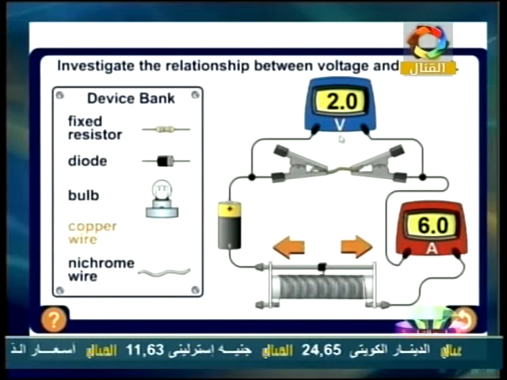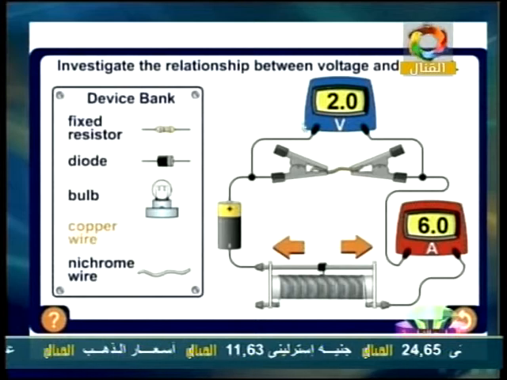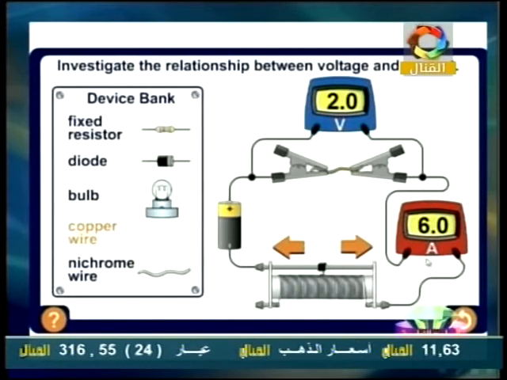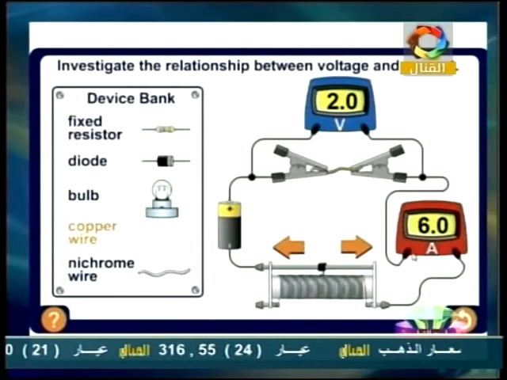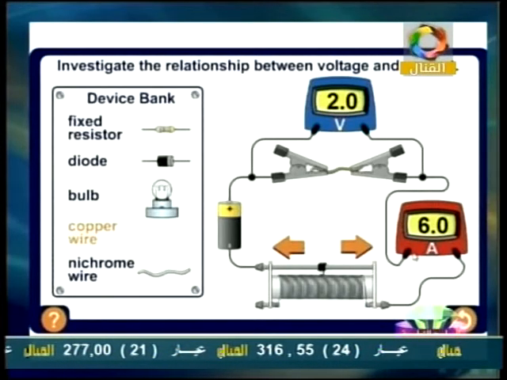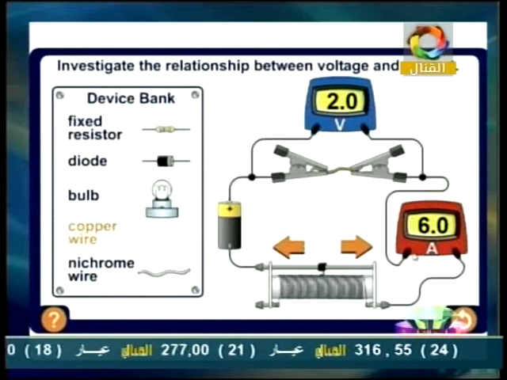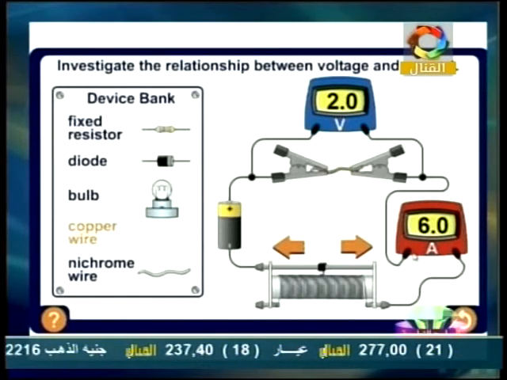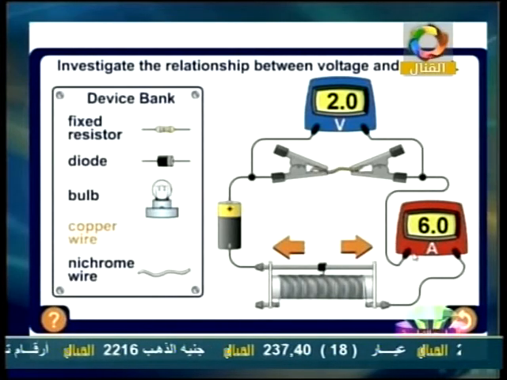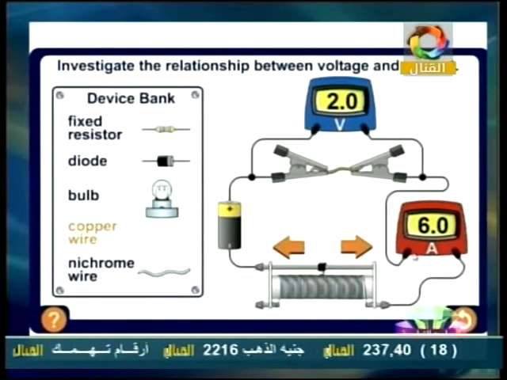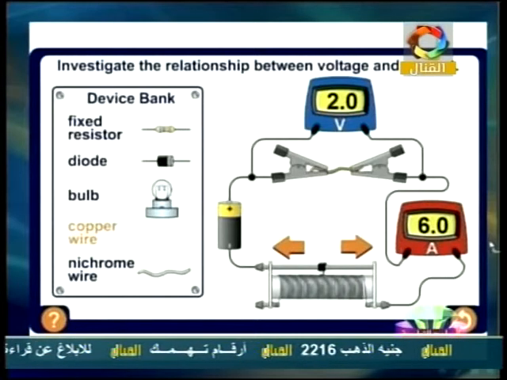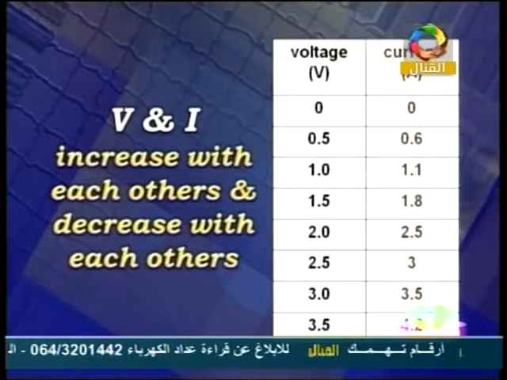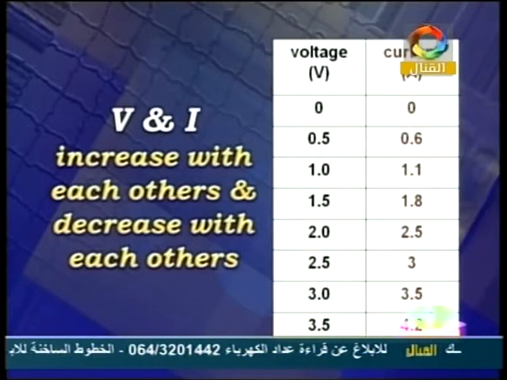So here we have a relation between the reading of the voltmeter and the reading of the ammeter, which represents the relation between electric current intensity and potential difference. We have a direct proportion between V and A. This is the experiment of Ohm, George Simon Ohm, who made this experiment.